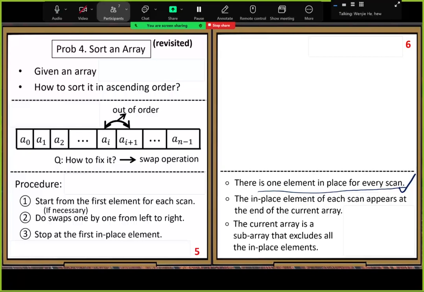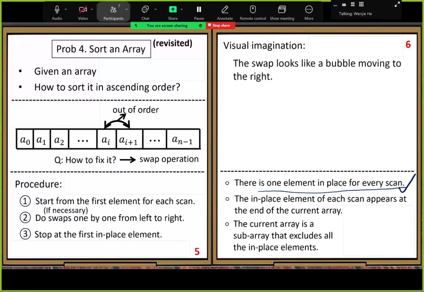If you look at the adjacent swap operation in a visual way, it's like a bubble, a moving bubble. So this is the bubble sort. Many of you know the bubble sort, because we learned it in the data structure class, 2250.